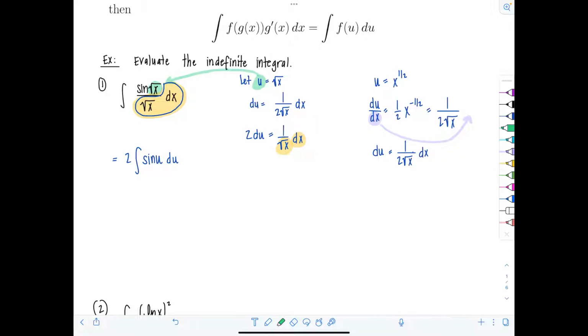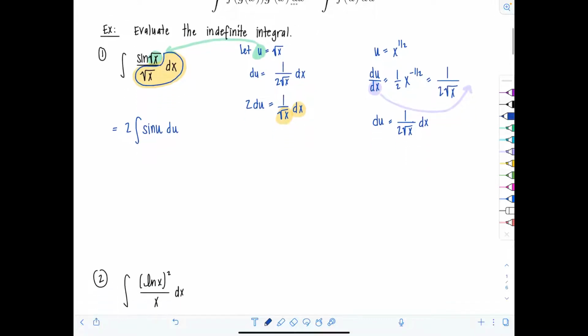What's the antiderivative of sine u? Whose derivative did you take to end up with sine of u? Be careful. It's negative cosine u, right? We're going backwards. Oh my goodness. So keep the 2 there. The constant just comes along for the ride. So we have negative 2 cosine of u, and don't forget plus c. Since this is an indefinite integral, our final answer is going to be a general antiderivative, so you need that plus c.